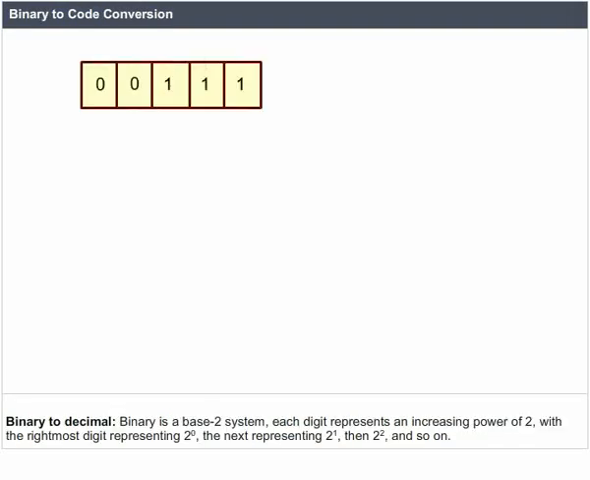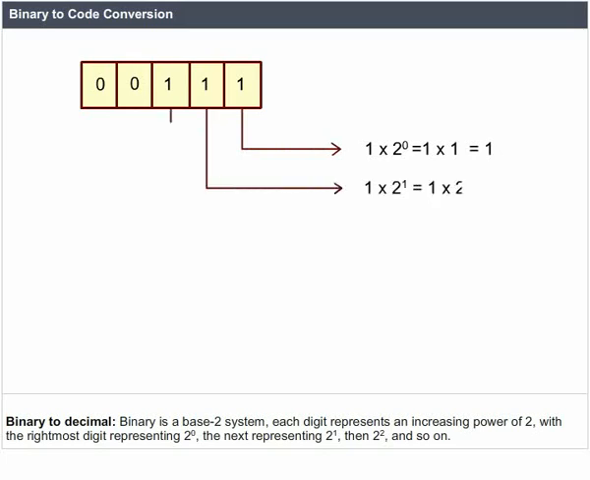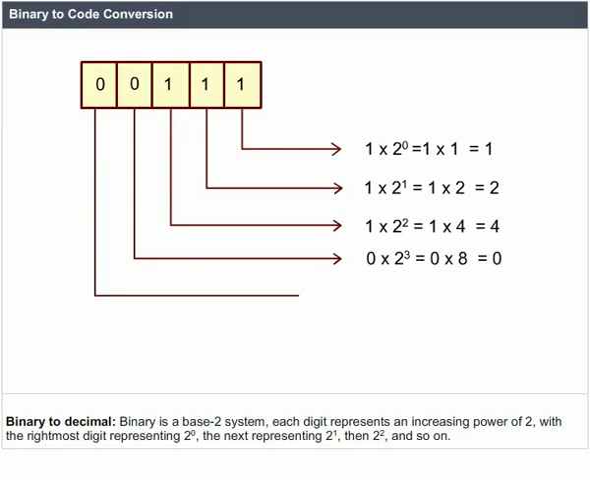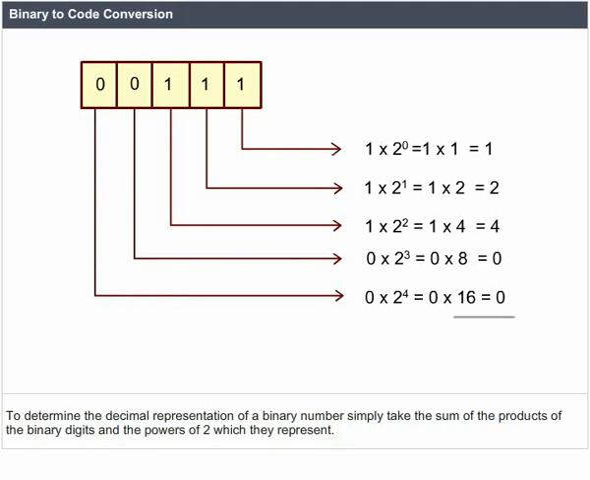Binary to code conversion. Binary to decimal. Binary is a base 2 system. Each digit represents an increasing power of 2, with the rightmost digit representing 2 to the power 0, the next representing 2 to the power 1, then 2 to the power 2, and so on. To determine the decimal representation of a binary number, simply take the sum of the products of the binary digits and the powers of 2 which they represent.